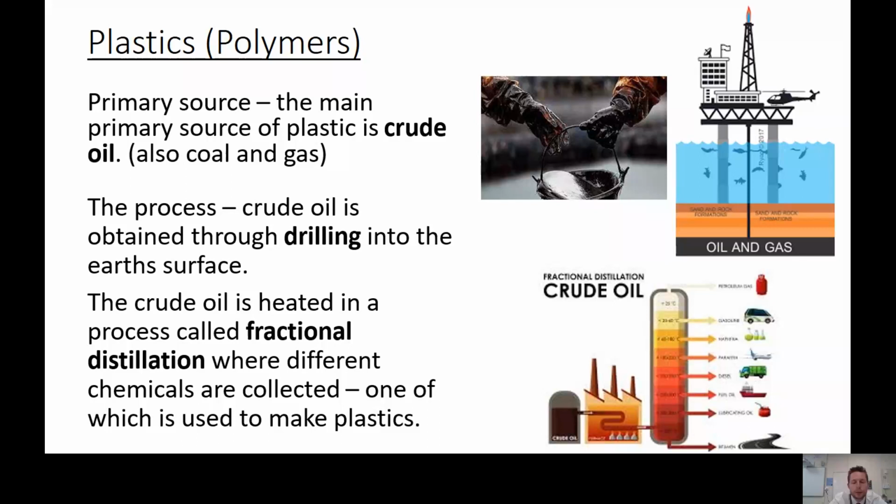So the crude oil is put into the process, heated at a very high temperature, and at different temperatures, different chemicals are collected. One of which is used to make plastics. So crude oil comes in, it's heated, and chemicals are collected, and one of those chemicals is the one that we use to make our plastics with.